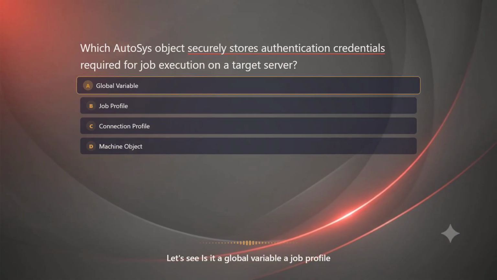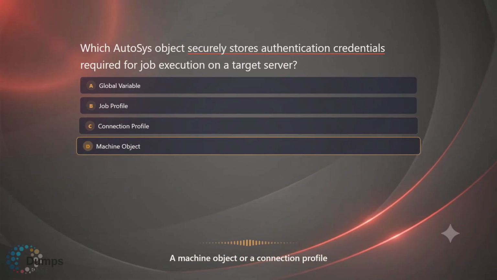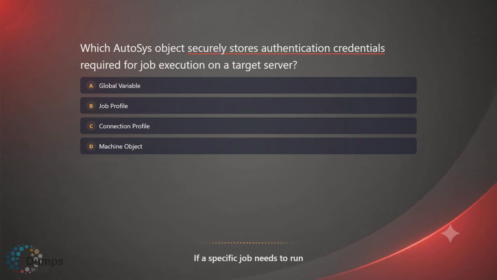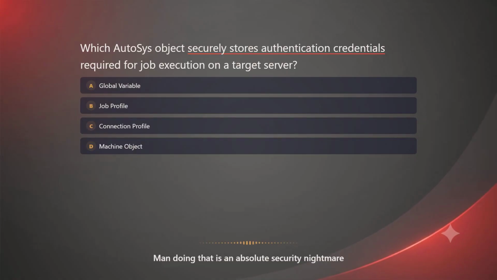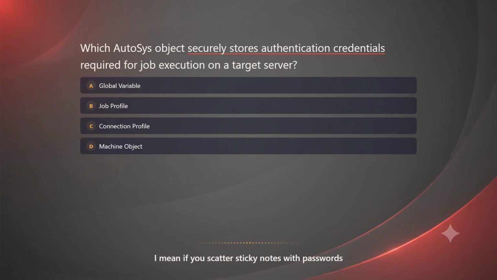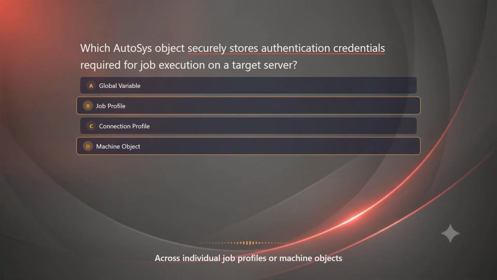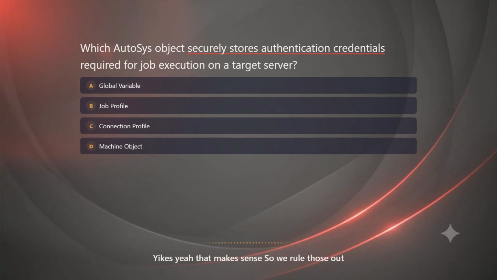Is it a global variable, a job profile, a machine object, or a connection profile? Well, let me play devil's advocate for a second. If a specific job needs to run, shouldn't its job profile just hold the password? Man, doing that is an absolute security nightmare. I mean, if you scatter sticky notes with passwords across individual job profiles or machine objects, you are just begging for a breach. Yikes. Yeah, that makes sense. So we rule those out.